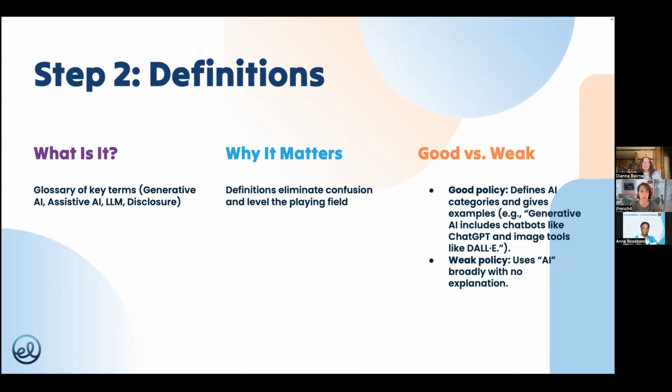Step 2 is definitions. Now, definitions, you know what that is. It's a glossary of terms, just like any other thing with definitions. For example, AI might be a term, generative AI, assistive AI, LLM, disclosure, evidence. You know that AI stands for artificial intelligence. Generative AI is AI that creates new content from prompts.